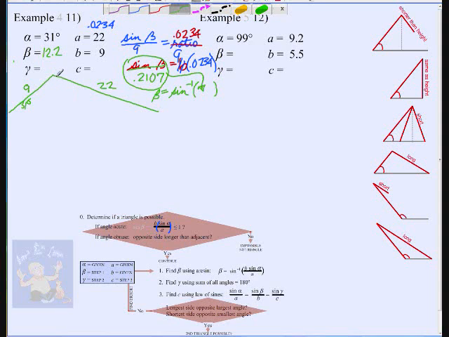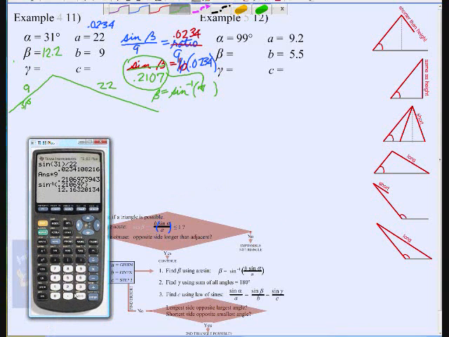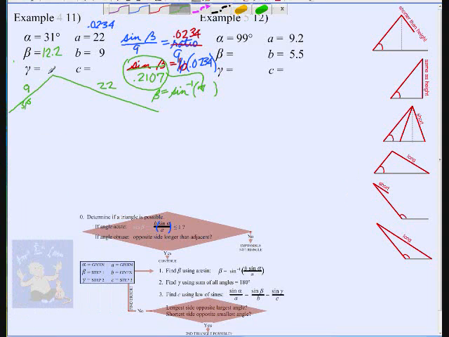Which means we need to find our gamma, right? We add to this alpha, which is 31. And then we're going to subtract that sum, or find the difference, from 180, so gamma is 136.8 degrees.